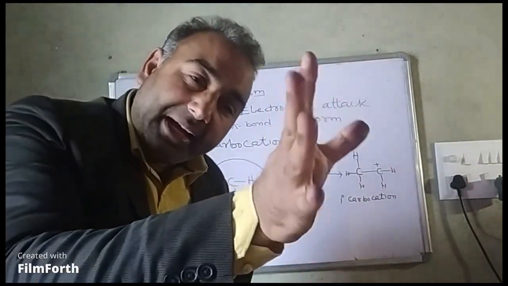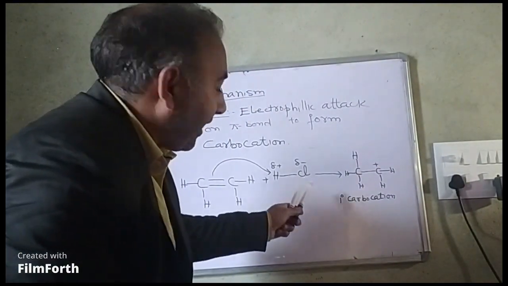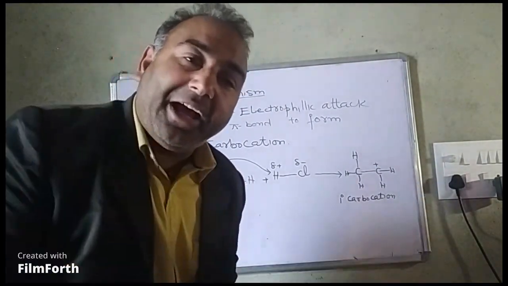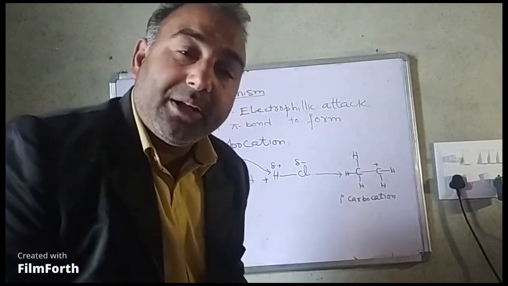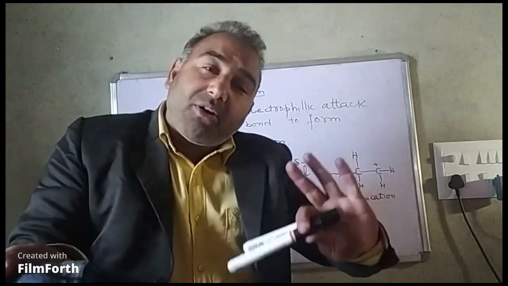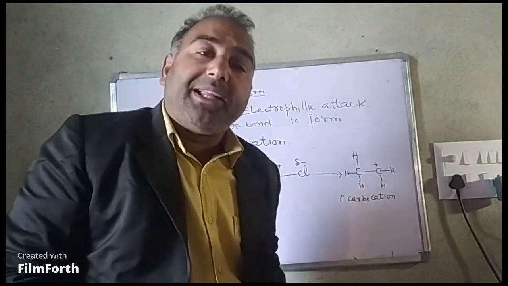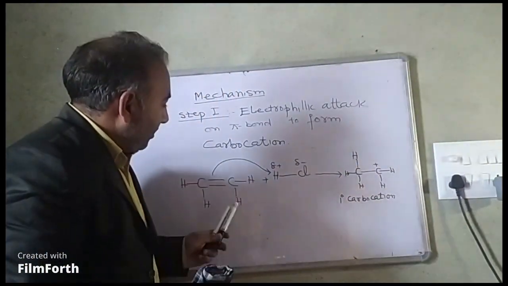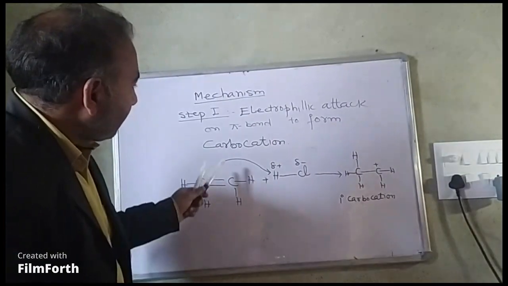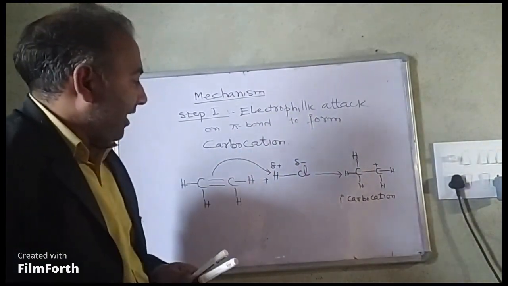Now in second step, the nucleophilic part, that is Cl negative, halide ion, will attack this positively charged center. Since the electrophile, H positive, attacks first, that is why we call them electrophilic addition reactions. This is the step first: electrophilic attack on pi bond to form carbocation.